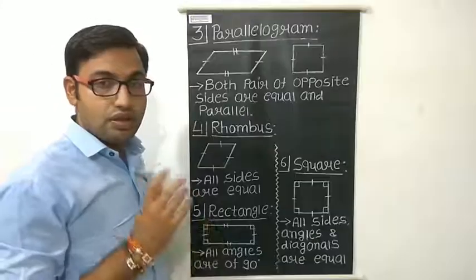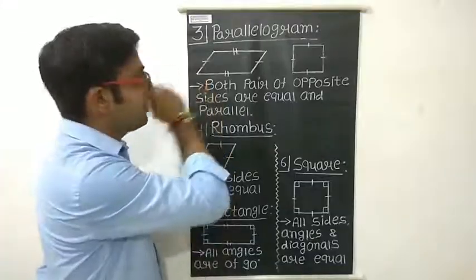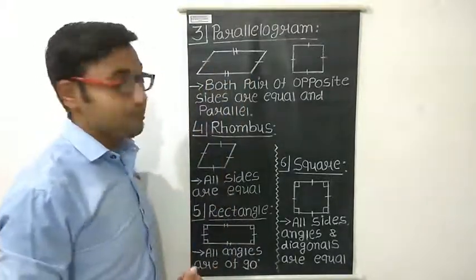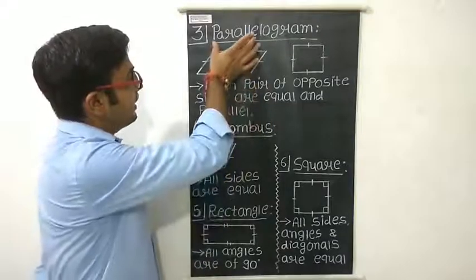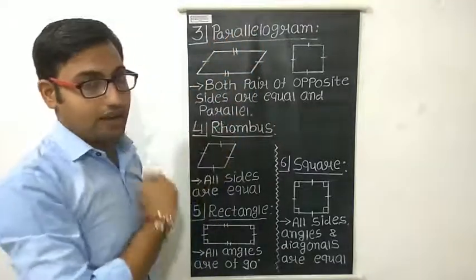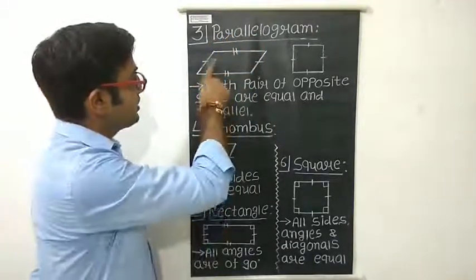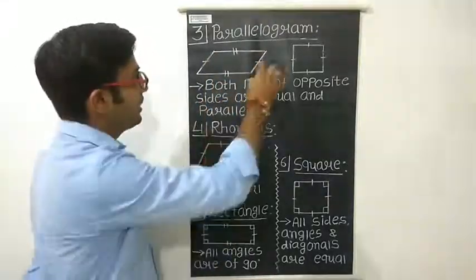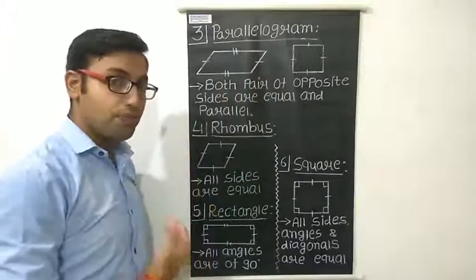Okay. So the third type is the parallelogram. So what can we say is a parallelogram? See, in the name it is given as parallel. So now notice this shape. Here this side and this side are parallel. This side and this side are also parallel.